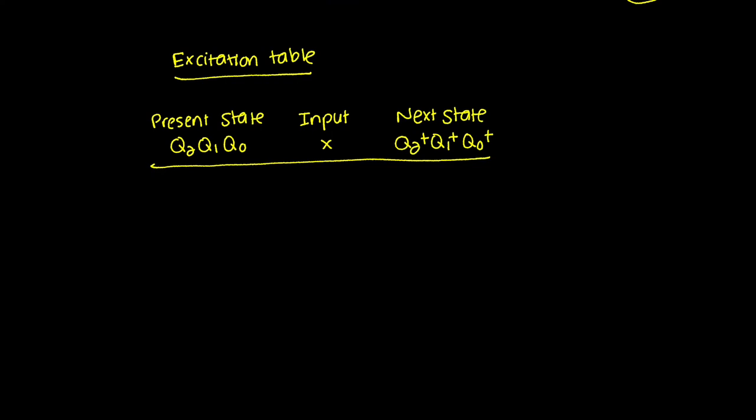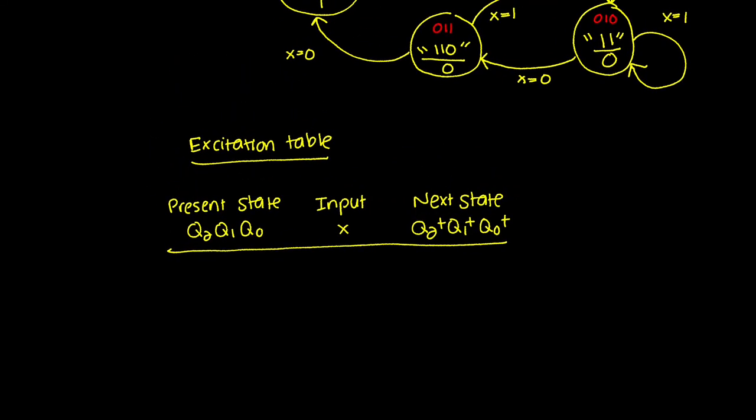Okay, so what I've done is I started off writing my excitation table. I haven't decided yet what flip-flop to use. My personal preference is to use JK flip-flops. But what I want you to realize here is that I have four variables. The next state is dependent on the value of the present state, which is represented by three binary variables, Q2, Q1, Q0, and an input X. I'm going to need 16 rows in my truth table.